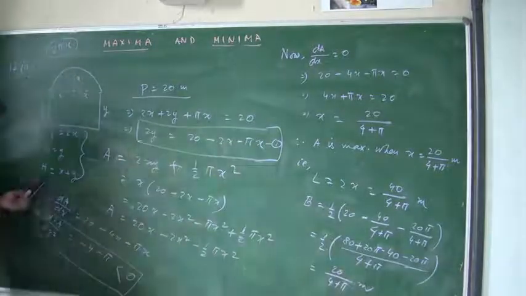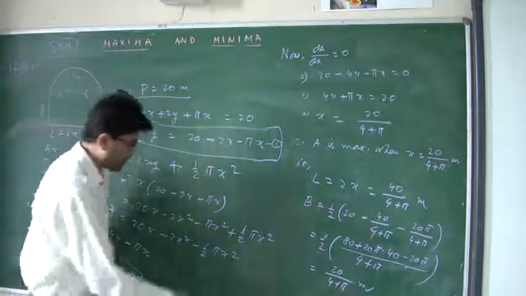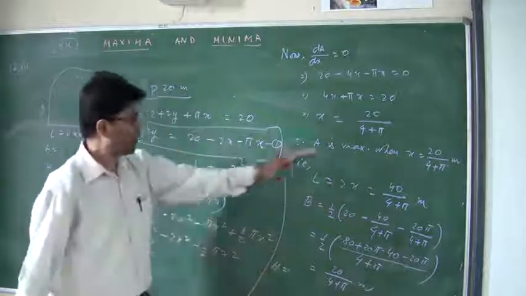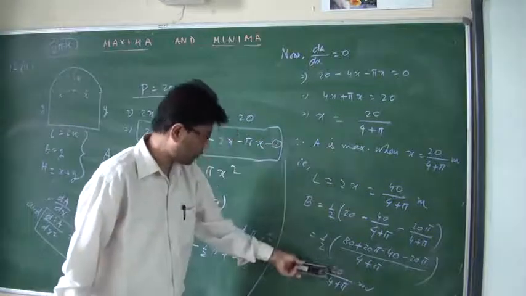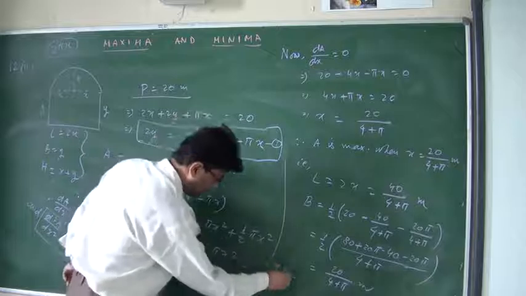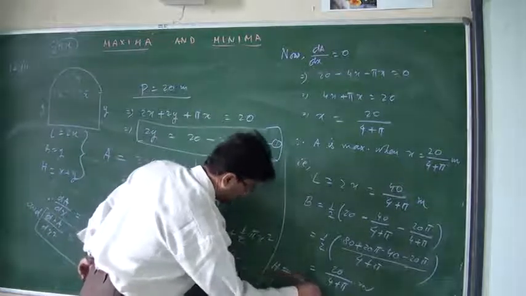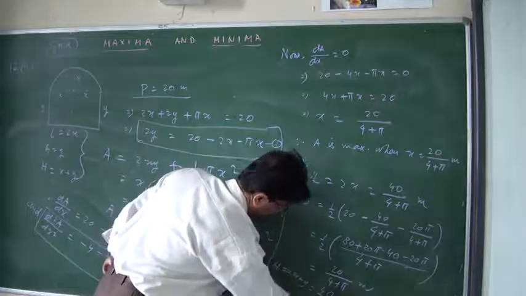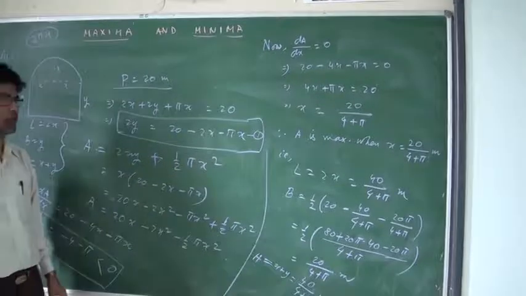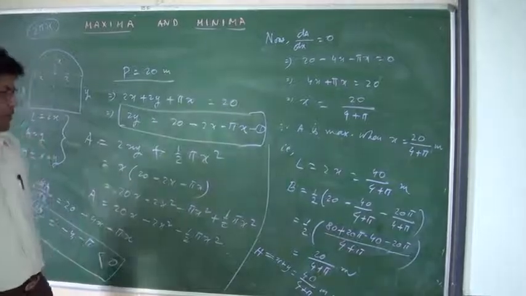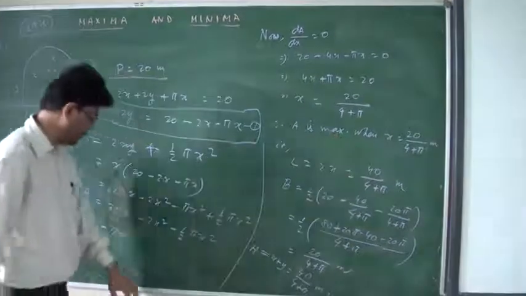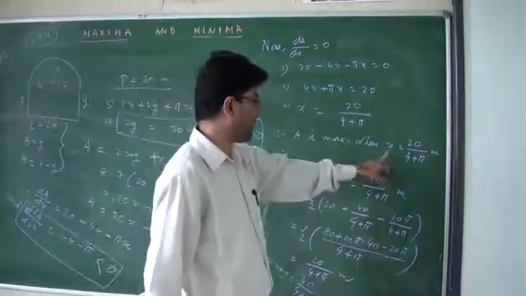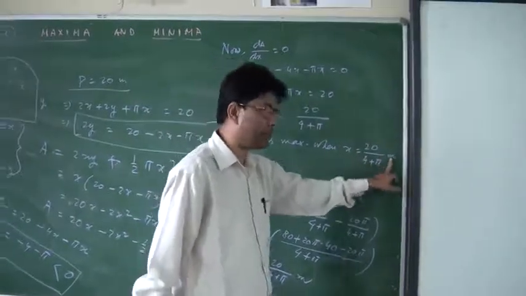And if you want, you can find out height also. Height is x plus y. The x value is 20 over this, y value is also this. So if we add x plus y, 20 plus 20 will give you 40 over 4 plus pi meters. So your question was to find the dimensions so that the area is maximum. Why is it maximum? Because the second derivative is less than 0. So area is maximum when x value is 20 over 4 plus pi meters.